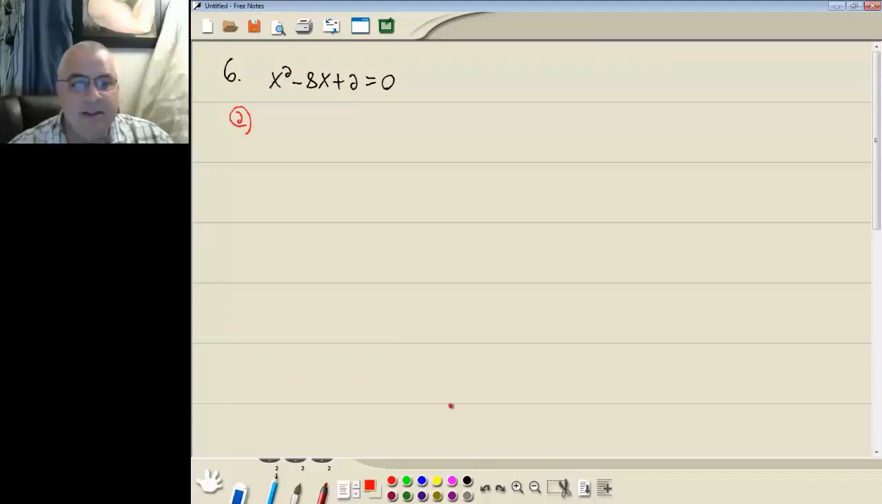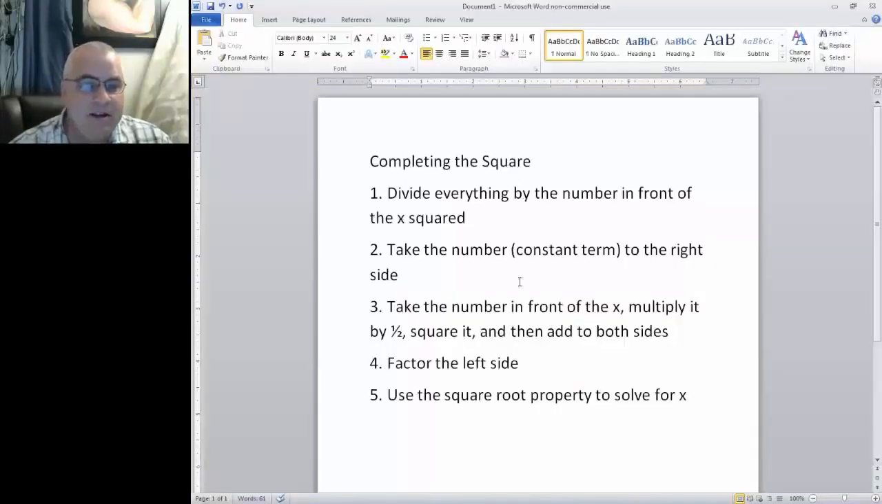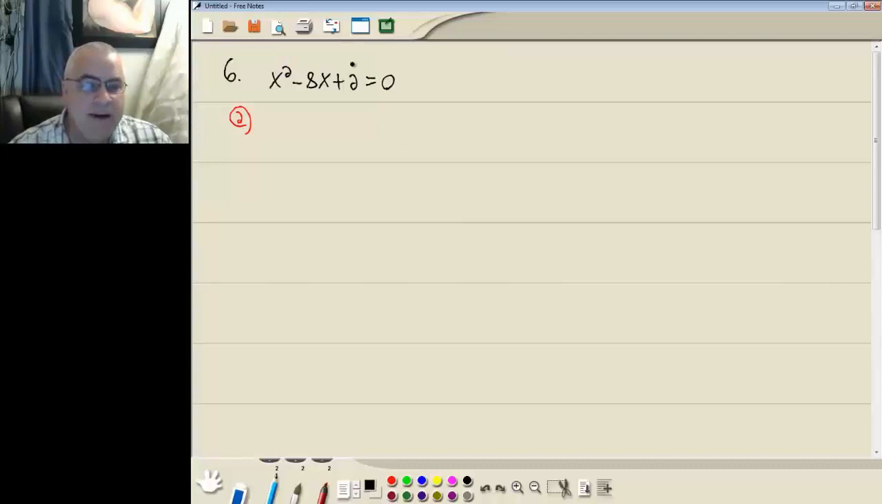Step 2. Take the constant term to the right side. So I'm going to take this positive 2 and take it to the right side. So we got x squared minus 8x is equal to negative 2.